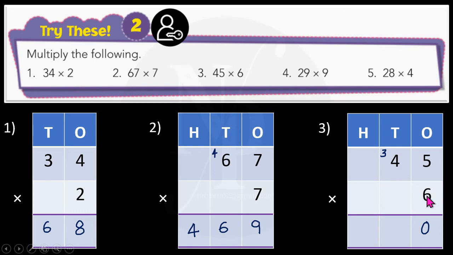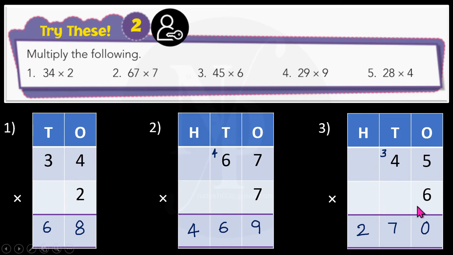So 6 fours are 24. 24 plus 3 is 27. So 27 tens are regrouped as 2 hundreds and 7 tens. The product we get is 270. That is 45 into 6 is equal to 270.